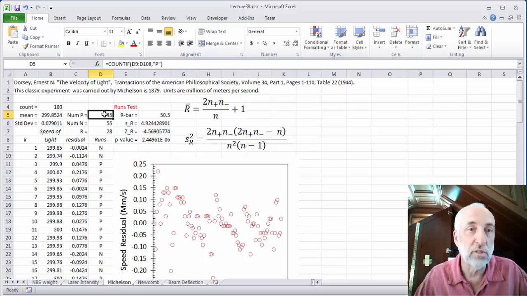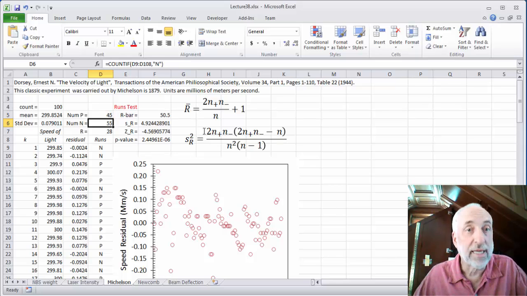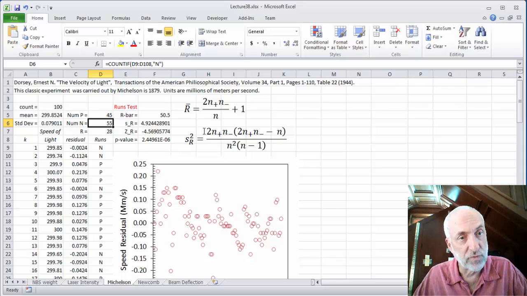Then I can count the number of P's and count the number of N's. So I use this COUNTIF statement. Grab all the values in this column and count it if the value is a P. And we can see there's 45 P's out of 100. Count the number of N's, the 55 negative residuals, 45 positive residuals.